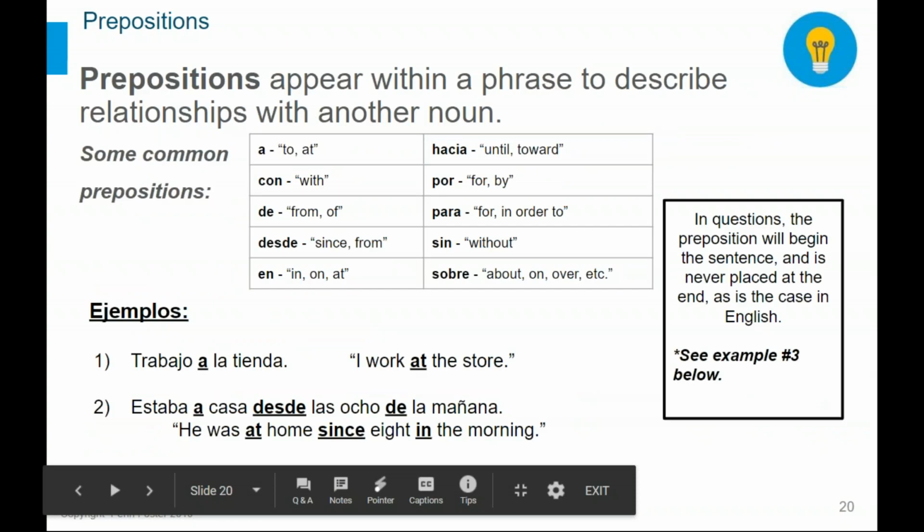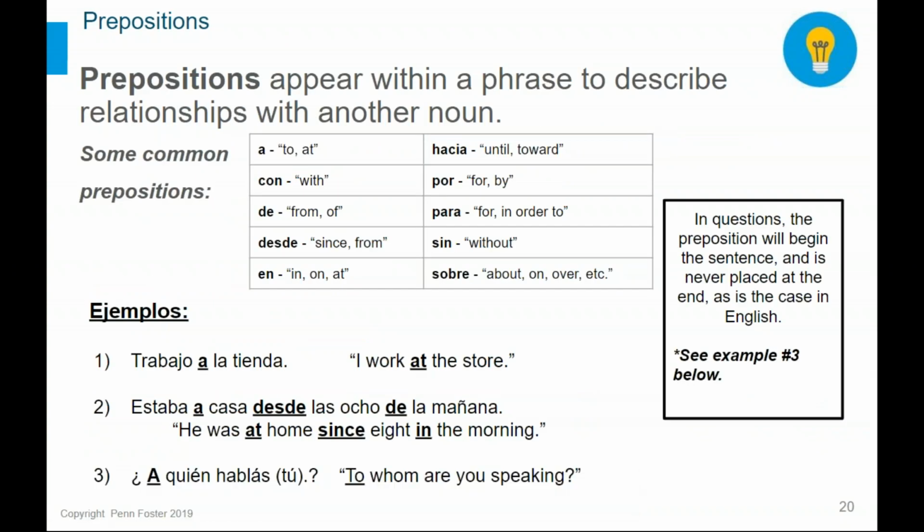Okay, next we will talk about prepositions, moving away from the tenses for now, and the placement of where prepositions fall within a Spanish sentence or a question. So if a simple question includes a preposition, then that preposition must be placed at the beginning of the question. And you can see example 3 down below.